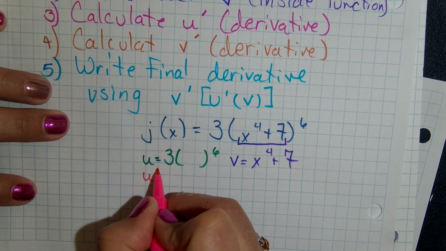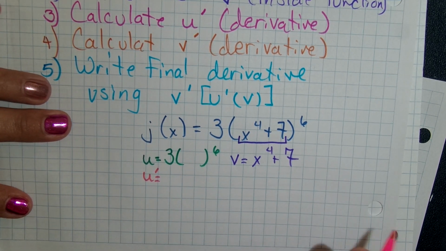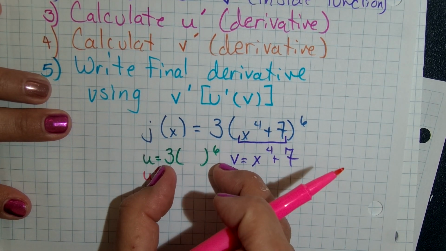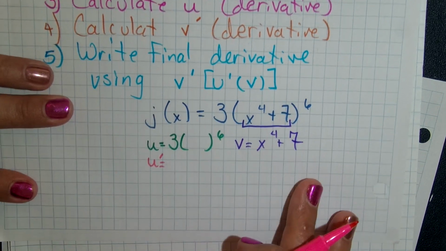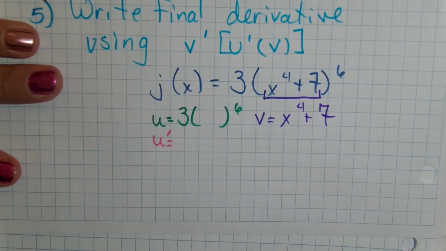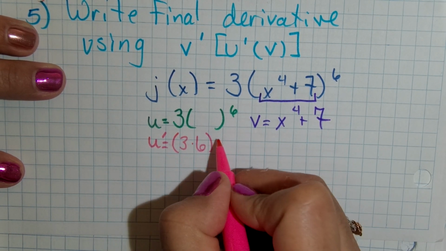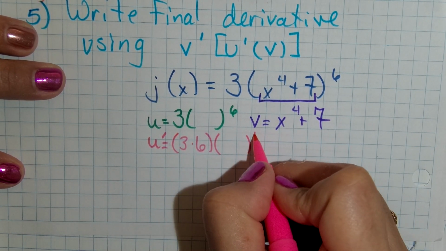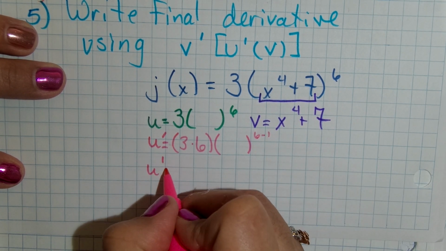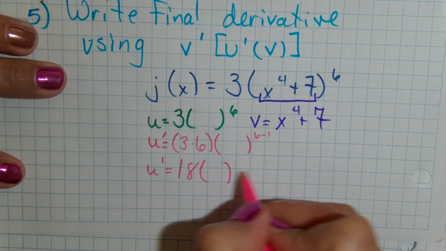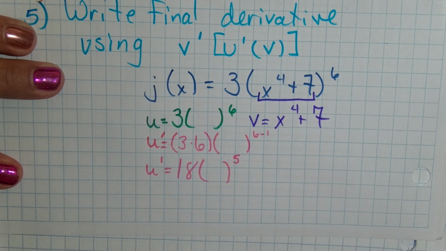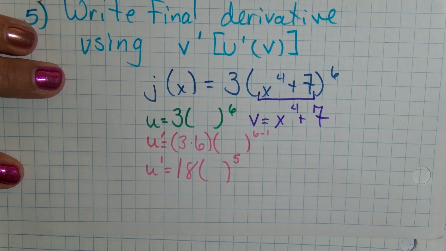So then I'm going to use u prime. This is just the power rule. That's all we're doing is the power rule here. So it's going to be 3 times 6, parentheses, 6 minus 1, 18, quantity to the 5th. It's just the power rule.